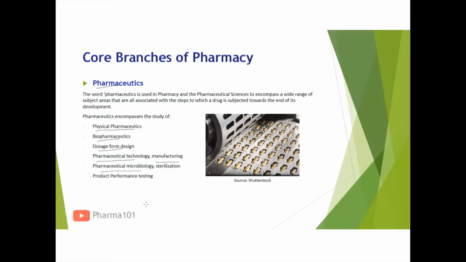Pharmaceutical microbiology, the efforts in microbiology are focused on sterilization of medicines so as to avoid the presence of microorganisms and other pathogenic organisms in the medicine.